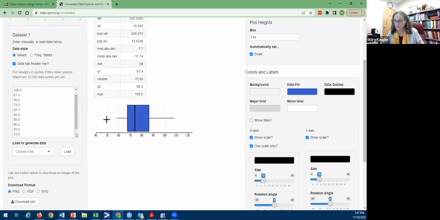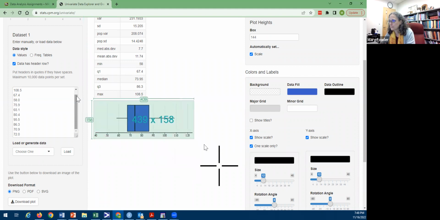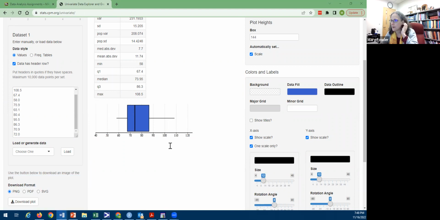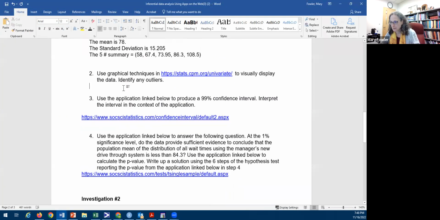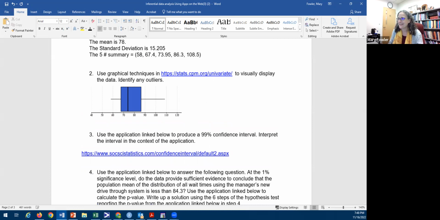So we're going to take this as our graphical technique, as our graphics, and we'll take a screenshot of it. And let's paste that over in our Word file. So for problem 2, we have the output from the applet and a direct answer there to the question: are there outliers? No outliers. Okay.